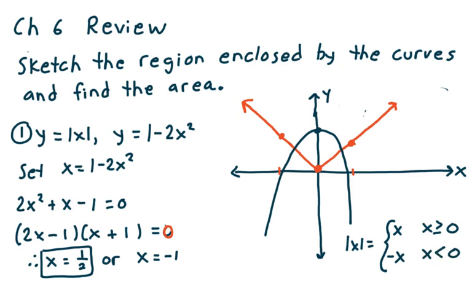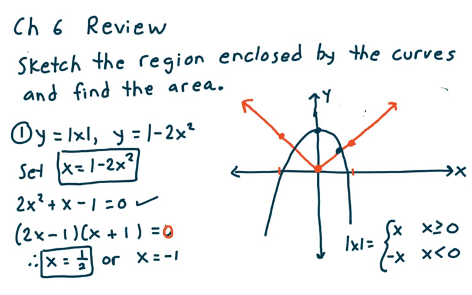And so I want to find out where the parabola and the absolute value of x intersect. But when x is greater than or equal to 0, the absolute value of x is x. And so what I'm going to do is set x equal to 1 minus 2x squared. But that says 2x squared plus x minus 1 is 0. If I factor, I get 2x minus 1 times x plus 1 is 0, which says x is a half or x is negative 1.